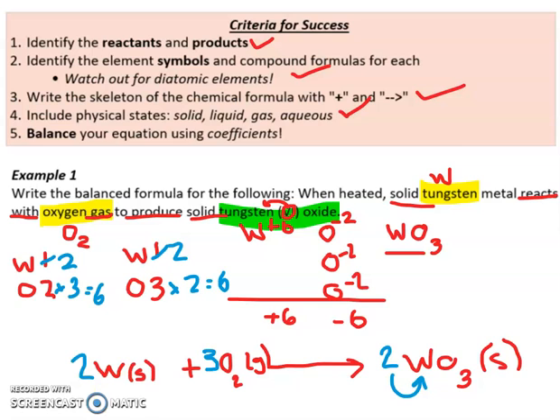And now I just check. I have 2 tungsten atoms here on my reactant side. I have 2 tungsten atoms on my product side. I have 6 oxygen atoms on my reactant side. 3 times 2 is 6. And I have 6 oxygen atoms on my product side. 2 times 3 is also 6. So now this is my formula. I have balanced it and I am done.